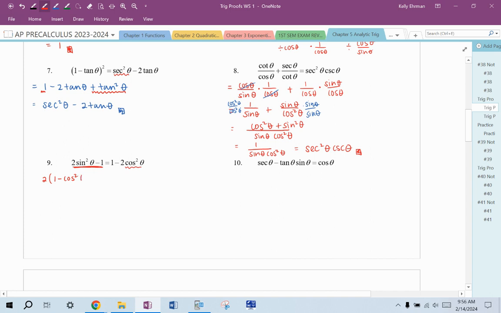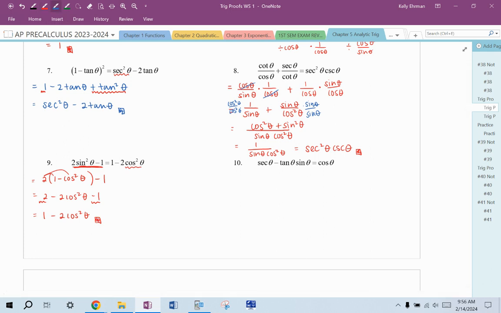This is our first round of this homework, so the substitutions might not be obvious, but as we do more of this work, it'll get more familiar. So I traded out sine squared with 1 minus cosine squared. Next thing to do would be distribute the 2 through. So that's 2 minus 2 cosine squared theta. This minus 1 is still here. 2 minus 1 is 1 minus 2 cosine squared theta, and that's what we're trying to get.